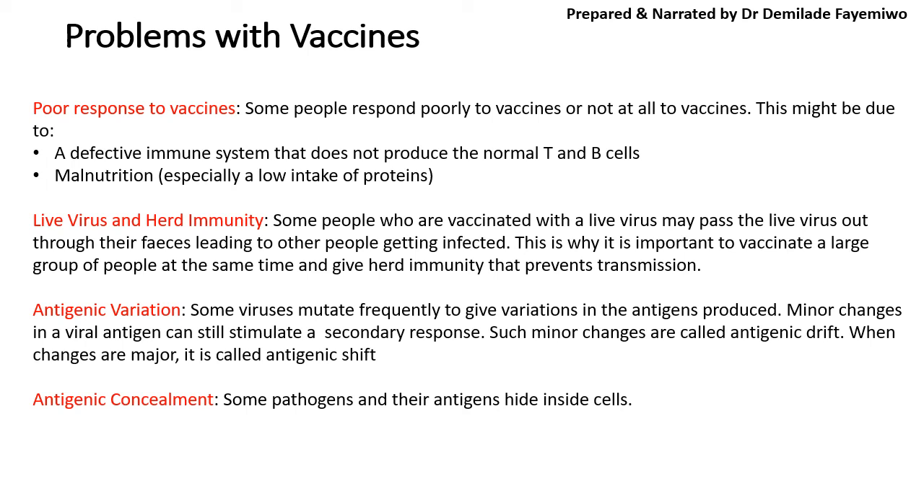You can also have antigenic variation. Some viruses mutate very frequently, for example, the HIV virus. When people ask, how come we don't have a cure for HIV or a vaccine for HIV? That is the response. HIV mutates very quickly, which means that by the time a new vaccine has been developed or some kind of cure, the virus has already changed its structure.